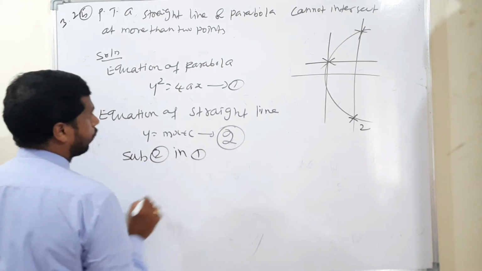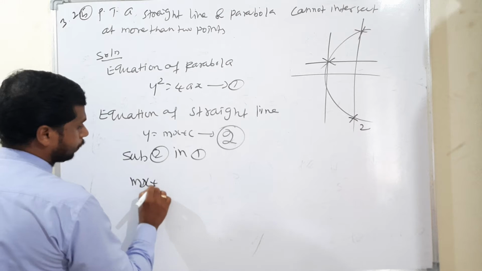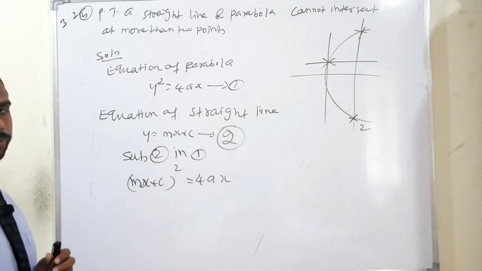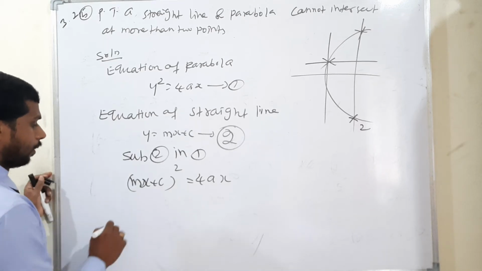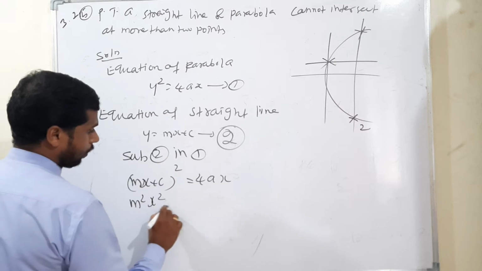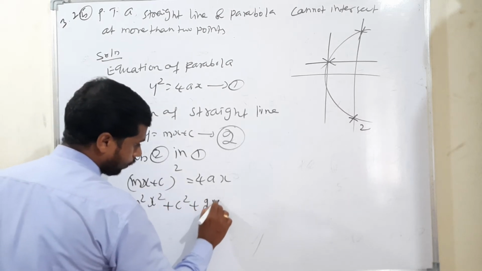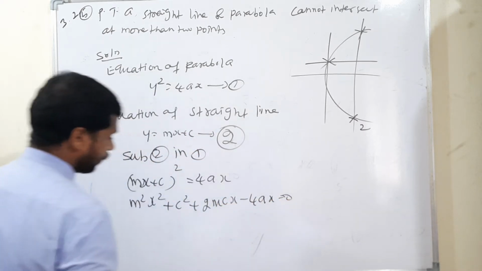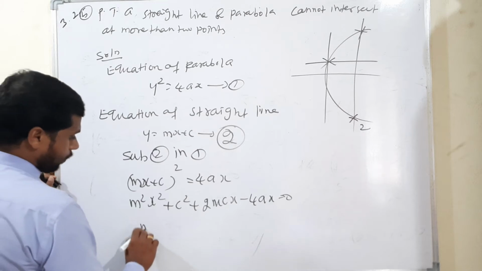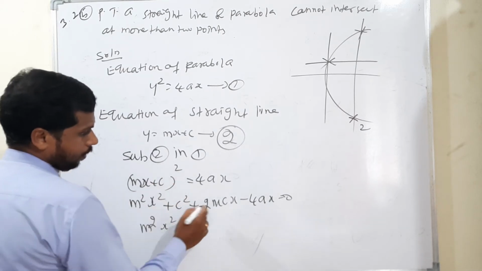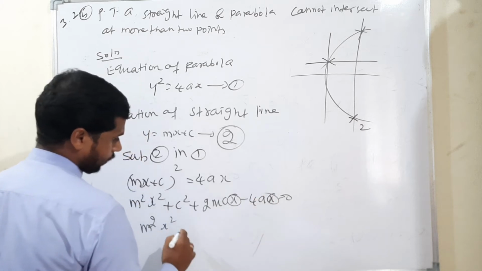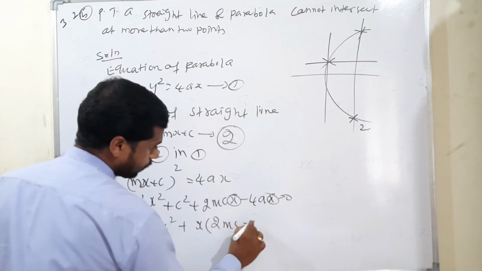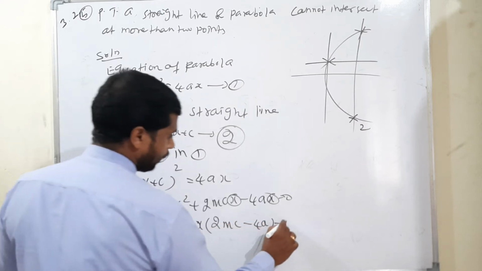So substituting 2 in 1, what will happen? mx plus c the whole square is equal to 4ax. Again, (a plus b) the whole square form means a square plus b square plus 2ab. That is m square x square plus c square plus 2mcx plus 4ax. Bring it to the opposite side, that means minus 4ax is equal to 0. Now the first term m square x square, and here also x, the next term also x. So take x common outside, and inside what will happen? 2mc minus 4a. Constant, we have only c square.